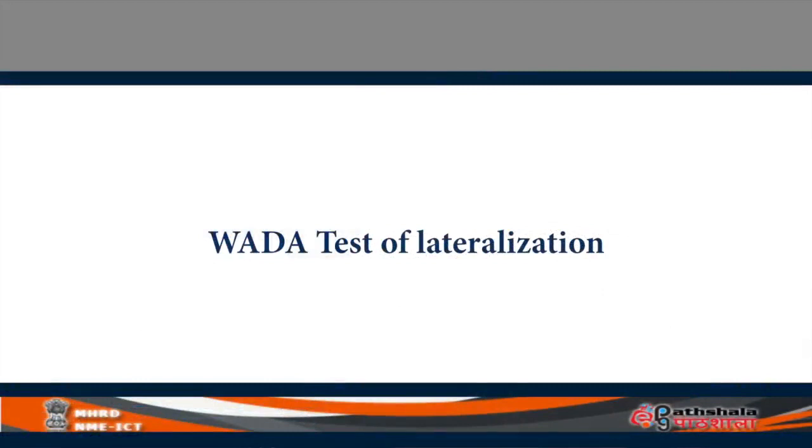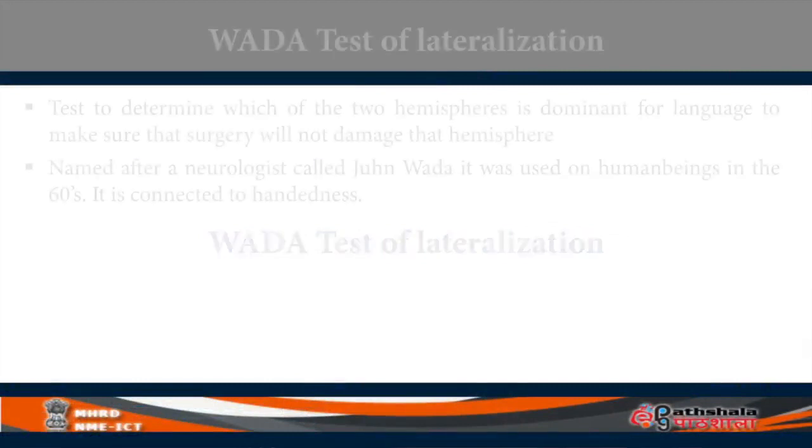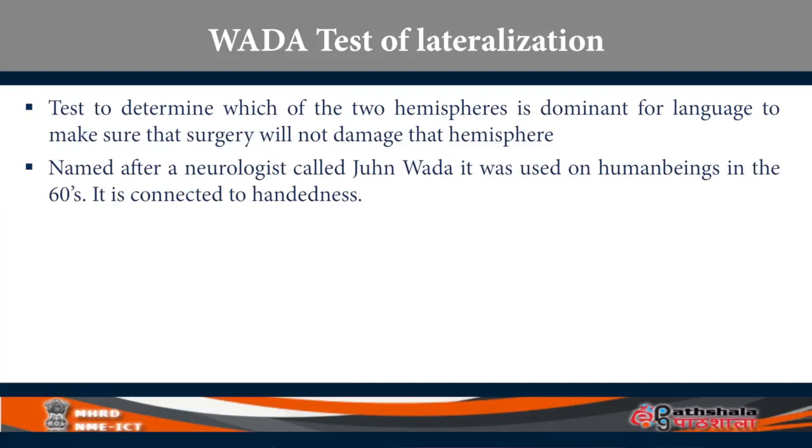Then there is this test called the Wada test of lateralization. Again, these days they are not doing it. It's one of the earlier tests that was used. It was named after a neurologist called Juhn Wada, and it was done in the 60s. This test is also connected to the notion of handedness, that in any society, the majority of the people are right-handed and that their left hemisphere is dominant for language.